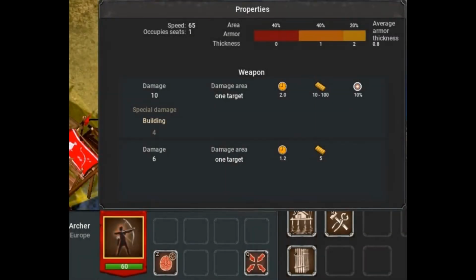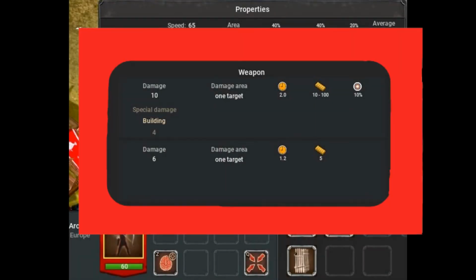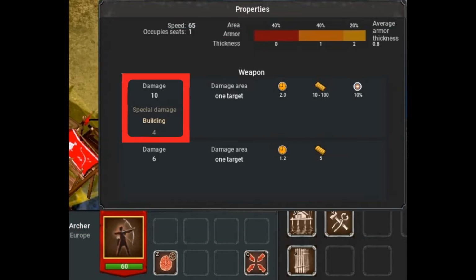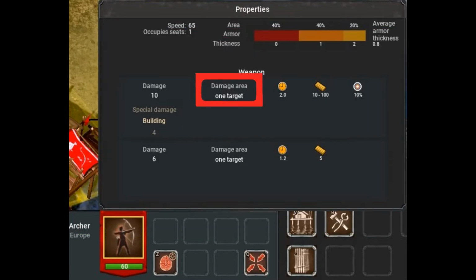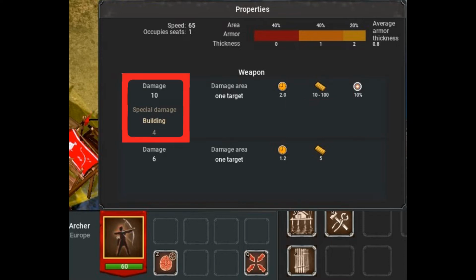Now moving on to the weapon categories. These separate categories show the unit's special attacks and weapon damage, damage type, attack rate, range, and accuracy. Starting with the damage, this just shows the unit's damage to other units. The special damage shows the building damage in this case, which is 4. This damage will only be dealt to buildings, while the above damage will be dealt to other units.